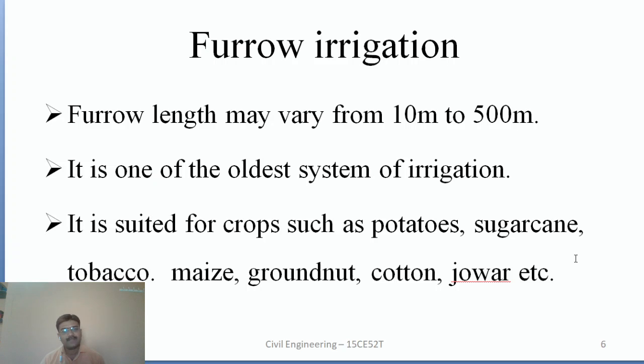Next, the furrow method is the oldest system of irrigation. Since no technology is adopted in this method, it is used all over the world where technology is not necessary and water availability is plenty. You can use the furrow irrigation method. It is suitable for crops such as potatoes, sugarcane, tobacco, maize, groundnut, cotton, jowar, etc. And there are many crops where you can use the furrow irrigation method for cultivation.